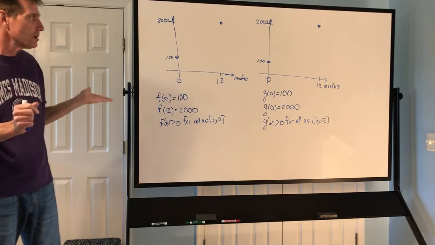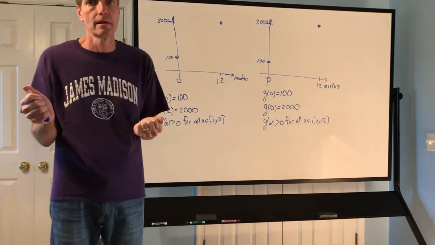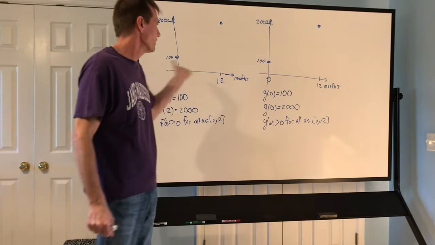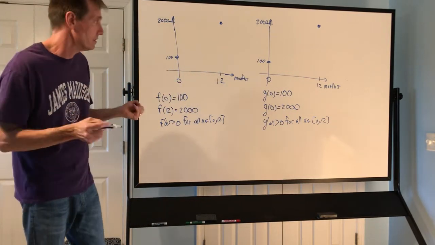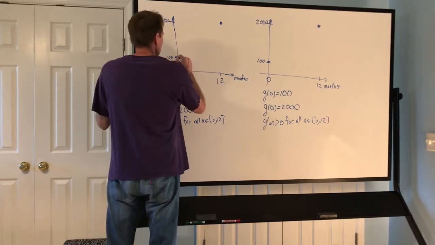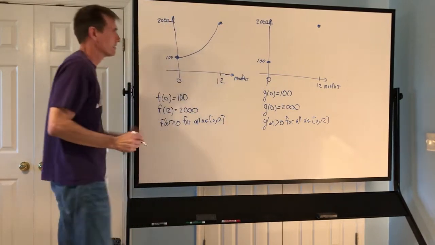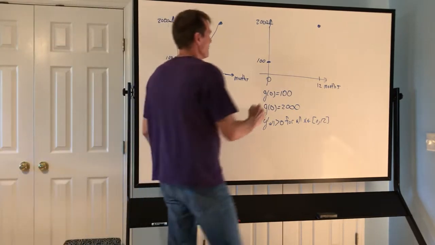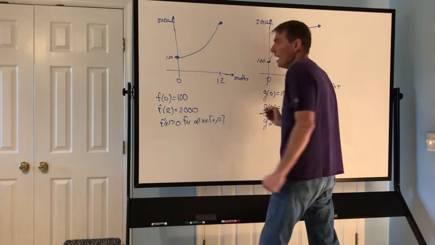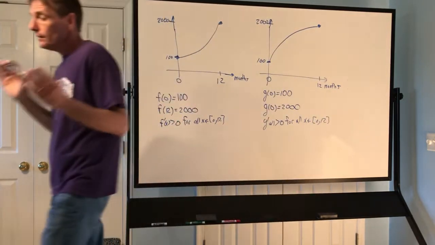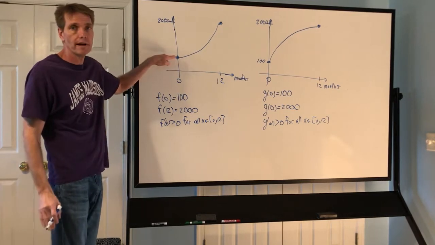Now I'm going to ask, which model do we hope the coronavirus is following? I'm just going to draw both of these functions. This one looks like this. This one looks like that. Now I've got to ask, do they both start at 100 at 0 months?